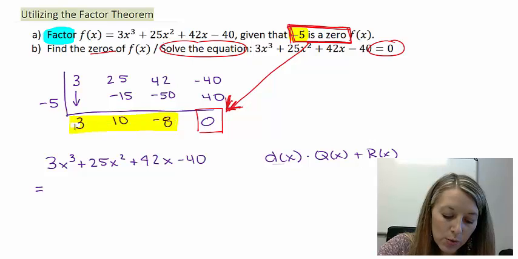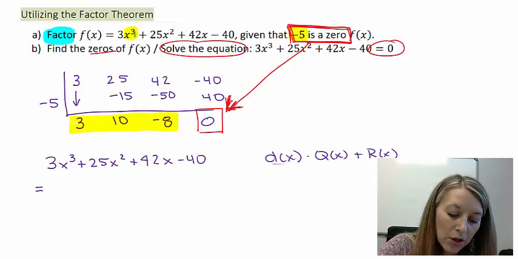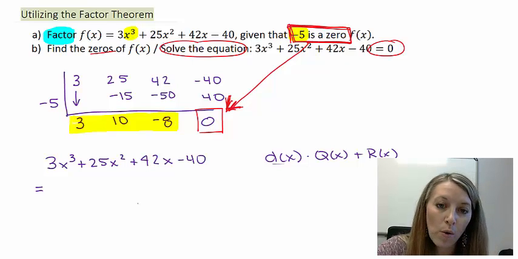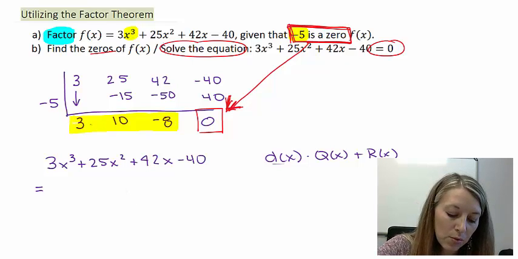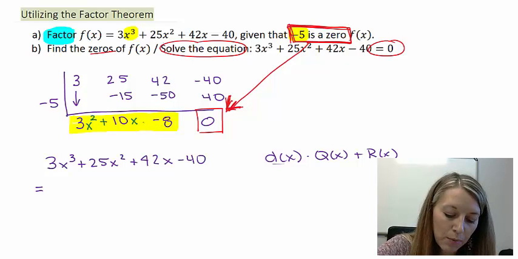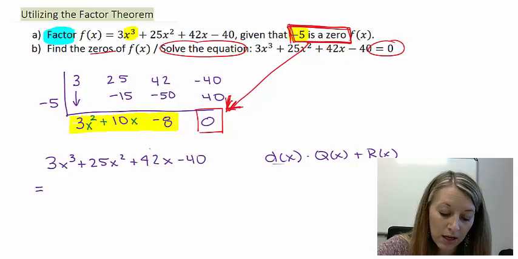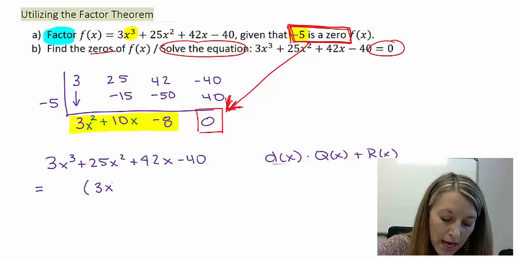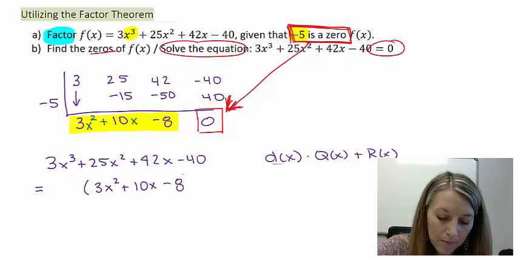All we need to do is put our x values back in. We started with a cubed value, so I need to go 1 degree less. So this gives me 3x squared, and then a 10x, and then my constant term. And I go ahead and put in my addition symbol if need be. So my quotient here is 3x squared plus x minus 8.